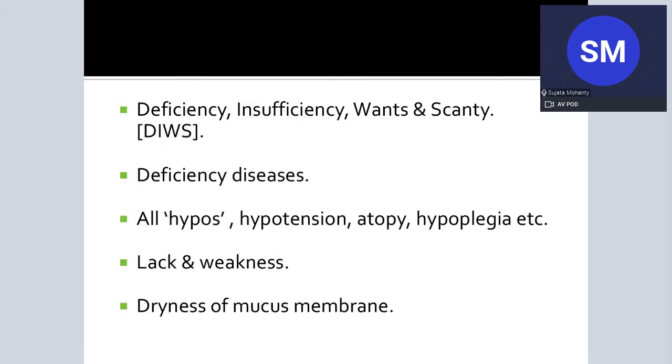So, some characteristics of Psora are deficiency, insufficiency, wants, and scanty. These are the characteristics of the psoric miasm. That is DIWS: deficiency, insufficiency, wants, and scanty. All the deficiency diseases are related to the psoric miasm. All hypos, like hypotension, atrophy, hypoplasia, are related to the psoric miasm. Lack and weakness, dryness of mucous membrane. So these are some characteristics of Psora.